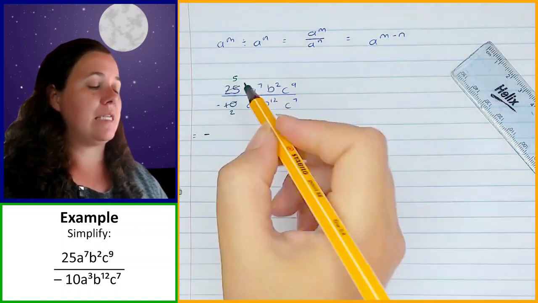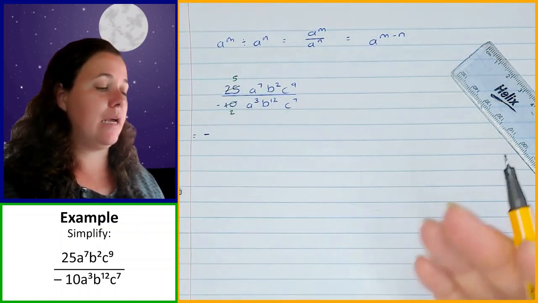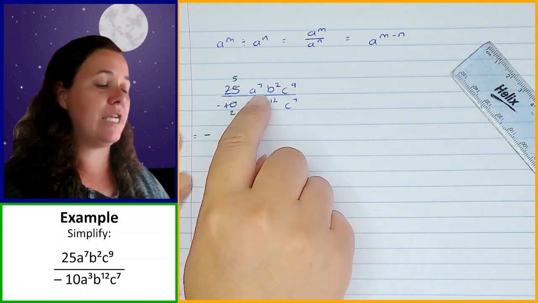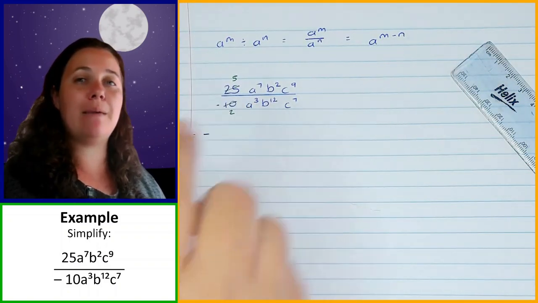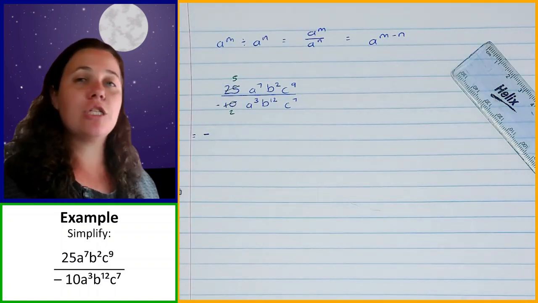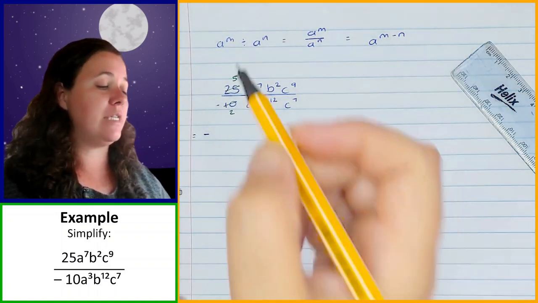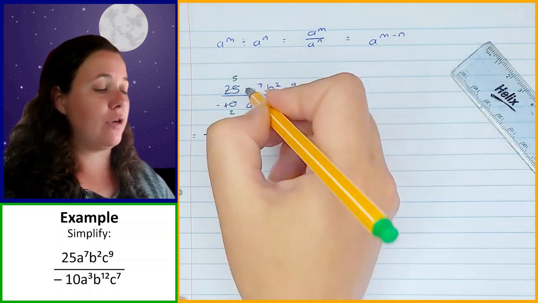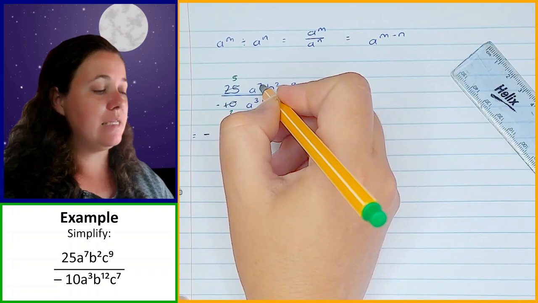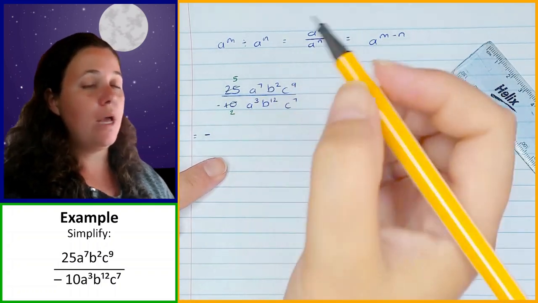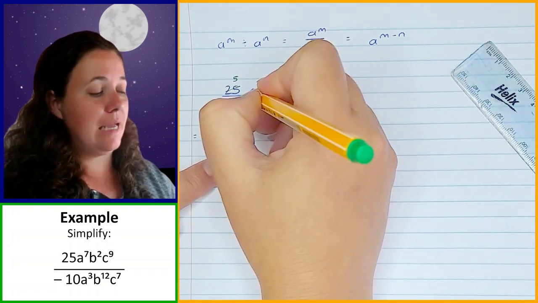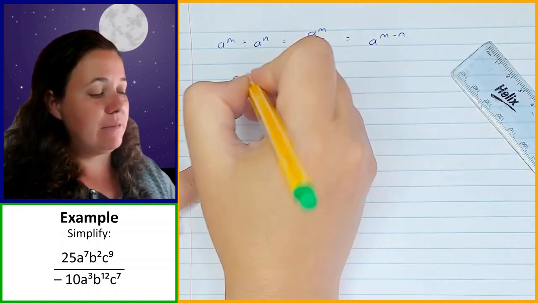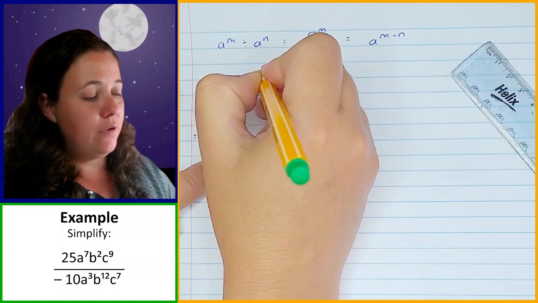Then I'm going to look at each of my variables with the same bases respectively. So first I've got a to the power of 7 and a to the power of 3. They both have a base of a, so now I'm going to use my rule which says that when I'm dividing powers with the same base, I'm going to subtract the exponents. So I've got a to the power of 7 over a to the power of 3. 7 minus 3 is 4. And when I do that, what I'm actually doing is I'm saying at the top a to the power of 7 divided by a to the power of 3, that gives me a to the power of 4.